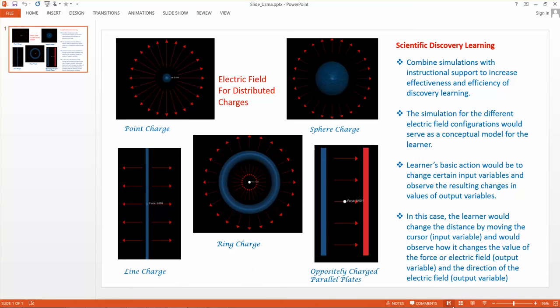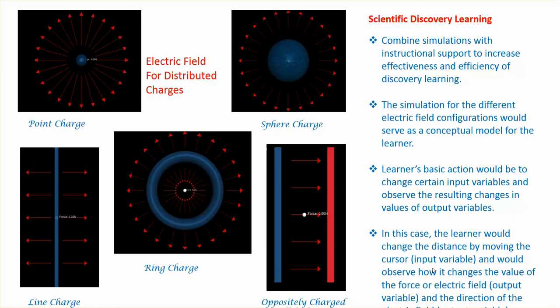This slide gives a summary of what work has been done, and it contains the screenshots of all the simulations that have been developed. These are more prototype simulations, and there's ongoing development work, and we intend to add more improvisations. So as you can see, there's a point charge, a line charge, a ring of charge, sphere charge, two oppositely charged parallel plates, and there's also the surface charge which hasn't been shown here.